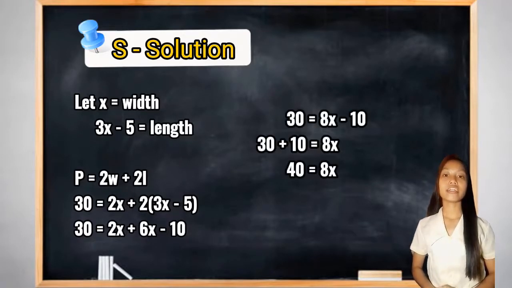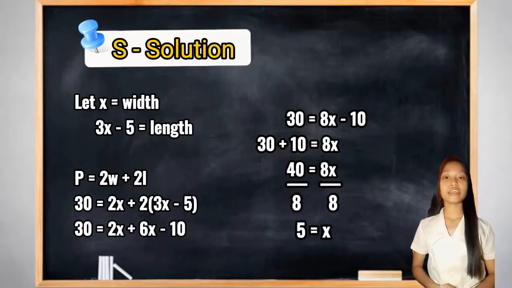2x and 6x are like terms, so you can add them. The sum is 8x. Isolate the variable and the constants. When you move negative 10 to the other side, it will change the sign and become positive 10. Add the constants. 30 plus 10 is 40.